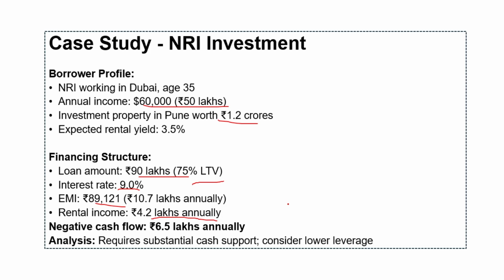So, alternative strategy might include lower leverage at 50 to 60% LTV to reduce debt service, property selection focused on higher yield assets, or delayed investment until the rental market improves. This case emphasizes the importance of comprehensive financial modeling for NRI property investments beyond simple affordability calculations.